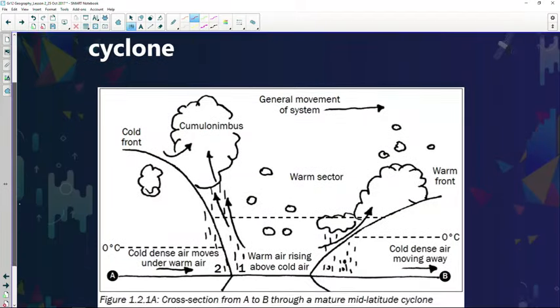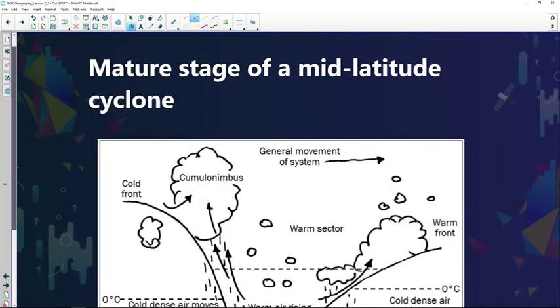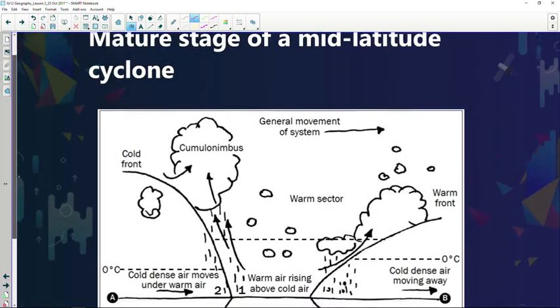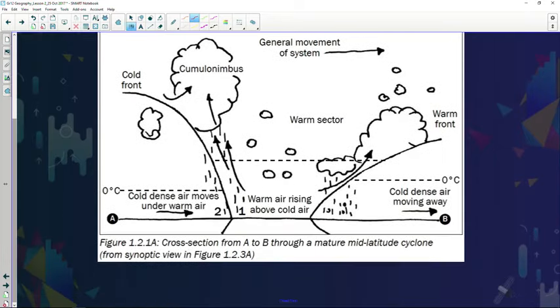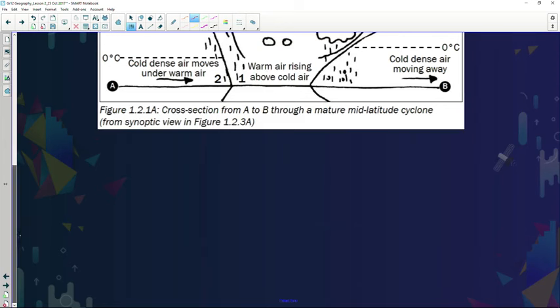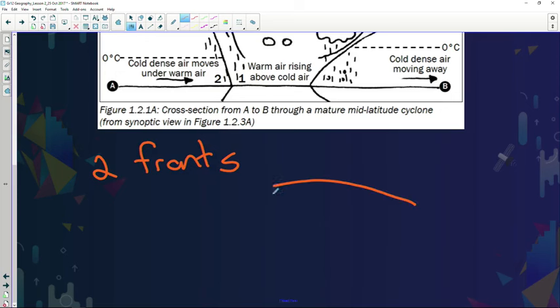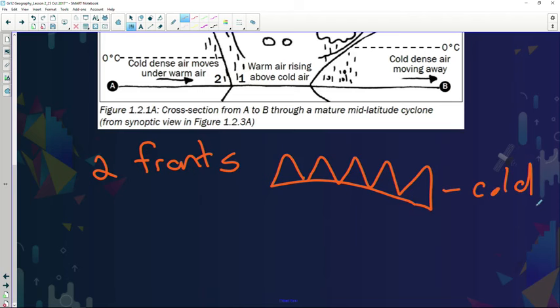Now, if we look at this mid-latitude cyclone during the mature stage, very importantly, this is a cross-section from A to B of a mid-latitude cyclone. From a synoptic point of view, very importantly, a mid-latitude cyclone consists of two fronts. Okay, first of all, a cold front and a warm front.